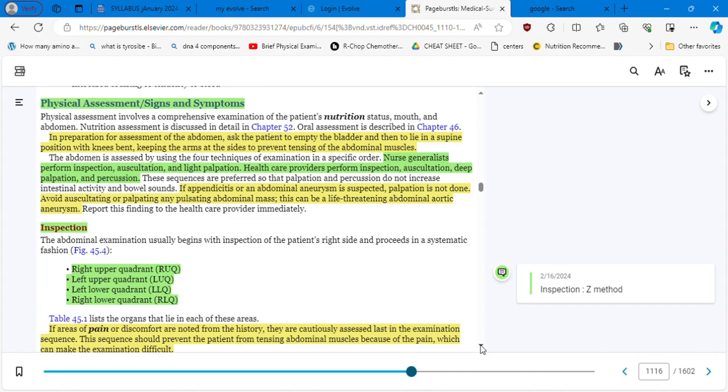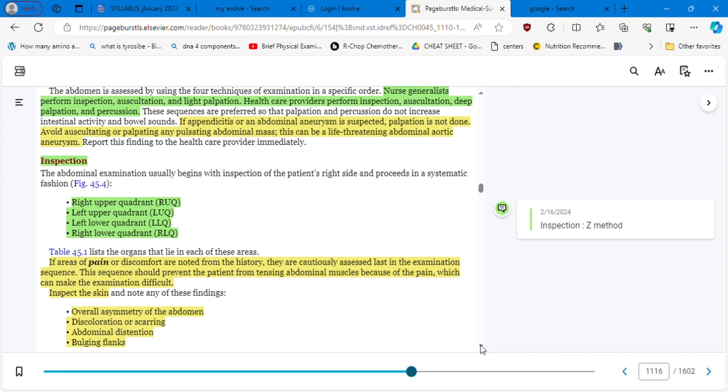If appendicitis or an abdominal aneurysm is suspected, palpation is not done. Avoid auscultating or palpating any pulsating abdominal mass. This can be a life-threatening abdominal aortic aneurysm.